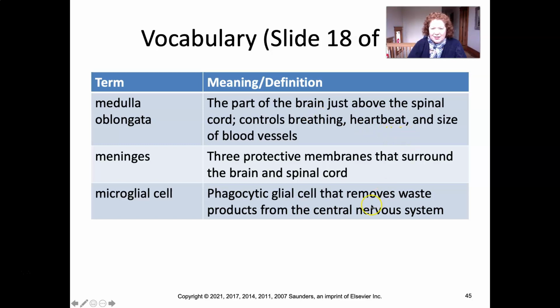Microglial cell. And it's interesting, isn't it? It removes waste products from the central nervous system. Again, if you think back to our urinary body system that we studied a few weeks ago, how the kidneys remove waste products. This is a type of cell that does it for the central nervous system.